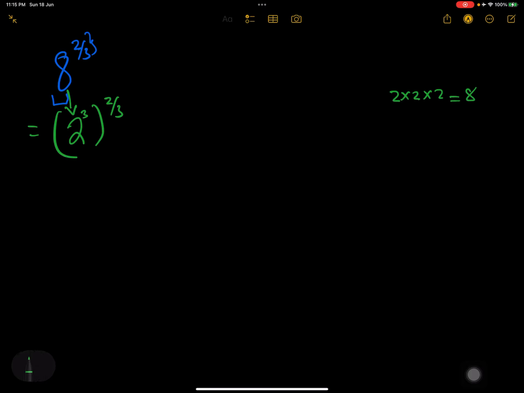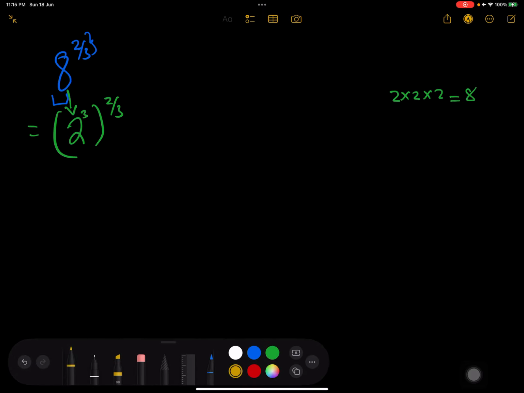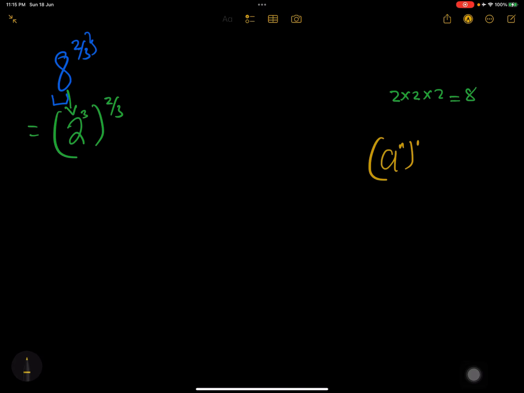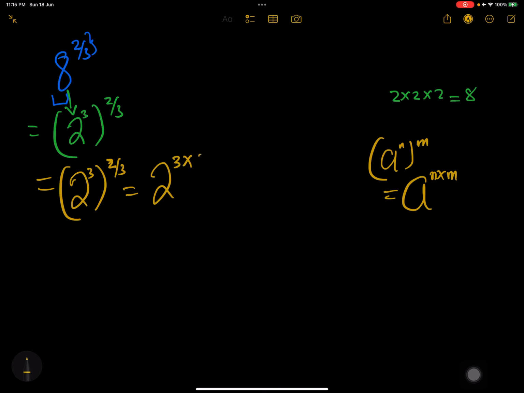And we are going to use the previous law. A to the power of n all to the power of m, we said it's the same as a to the power of n multiplied by m. So we're going to do the same thing here. We're going to get 2 to the power of 3, all to the power of 2 over 3. It's the same as 2 to the power of 3 multiplied by 2 over 3. And this cancels this. And we have 2 to the power of 1 times 2 over 1, which is 2 to the power of 2, which is 4. All right. I hope this is helping so far.